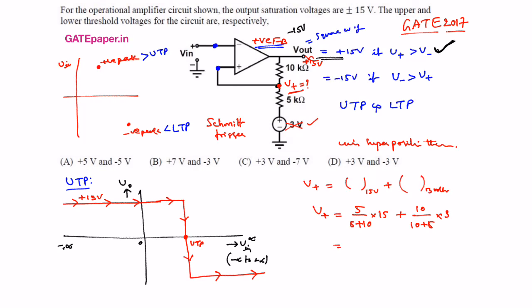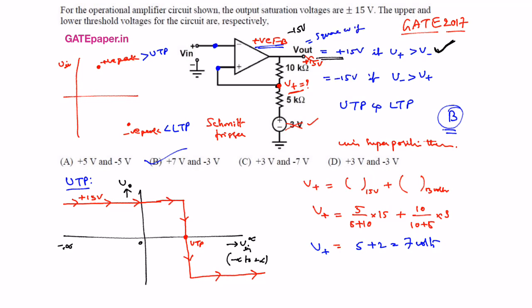So the value is, 15 gets cancelled, you will get 5 volts here, and 10 by 15 into 3 is 2, so it is nothing but 7 volts. So V plus is nothing but 7 volts. Okay, so plus 7 volts is V plus. Directly we can say the right answer is B. No need to calculate LTP because there is only one option consisting of plus 7 volts.